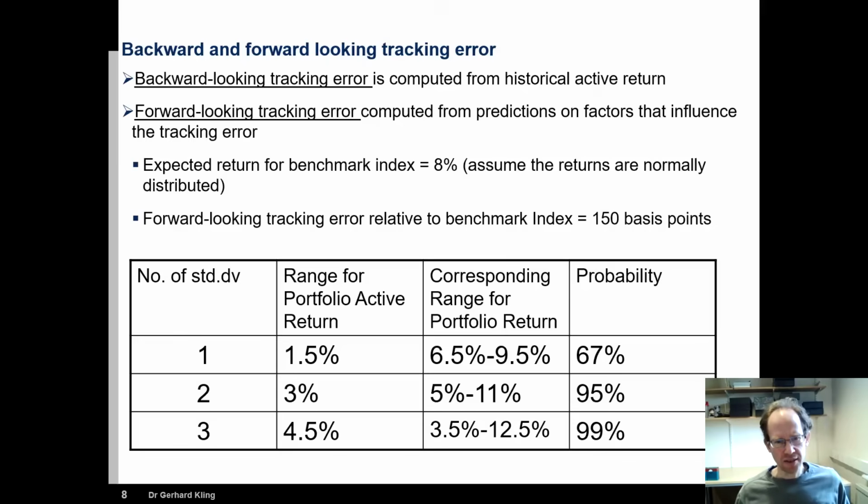Then there is a discussion between the backward and forward looking tracking error. Now backward is just what we have seen before. You do this based on historical data. So there is not much more you can discuss. You can easily implement that. Now the forward-looking tracking error is conceptually very different.